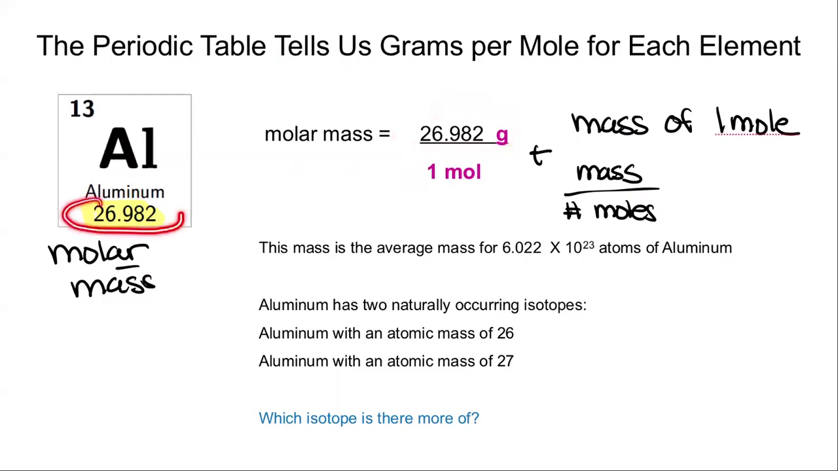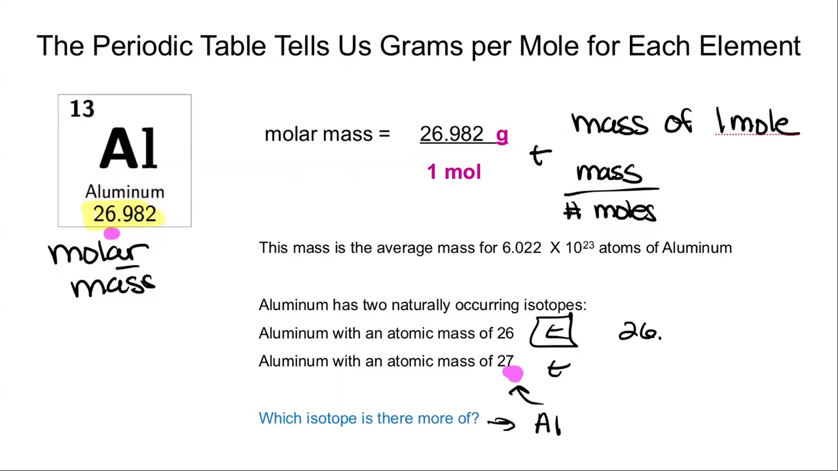Knowing that this is its mass, and we have these two isotopes, aluminum with atomic mass of 26, aluminum with an atomic mass of 27, which one is it closer to? So which isotope is there more of, the 27 or the 26? It's kind of a common sense type thing. You're like, ooh, it's much closer to the 27 mark. So I would assume that I have lots more of this isotope than that isotope. If there were lots of the 26, the molar mass would be much closer to the 26 value. So there's definitely more of the aluminum with atomic mass of 27.